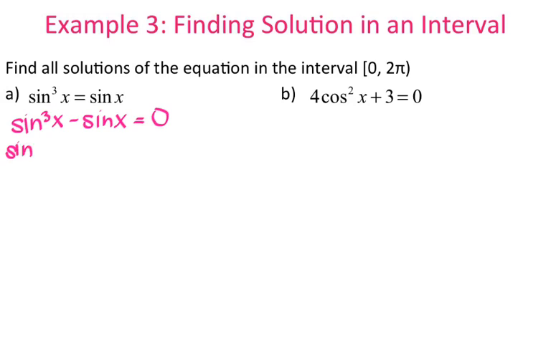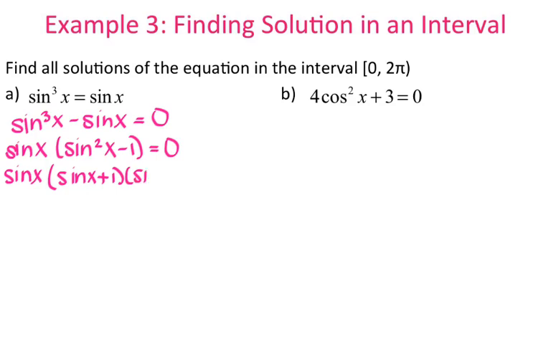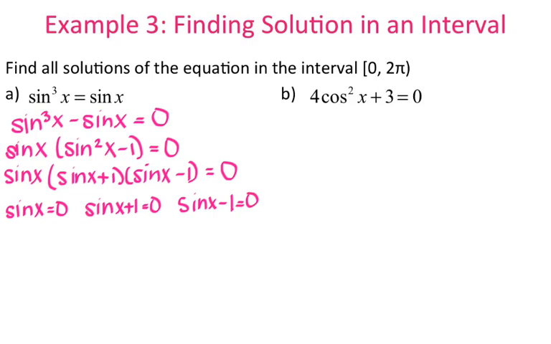I can take out a sine. So that's sine of x times sine squared x minus 1 equals 0. This right here is a difference of squares. So I have sine of x times sine of x plus 1, sine of x minus 1 equals 0. So I have 3 factors, so I'm going to set up 3 equations. So I have sine of x equals 0. Sine of x plus 1 equals 0. And sine of x minus 1 equals 0.